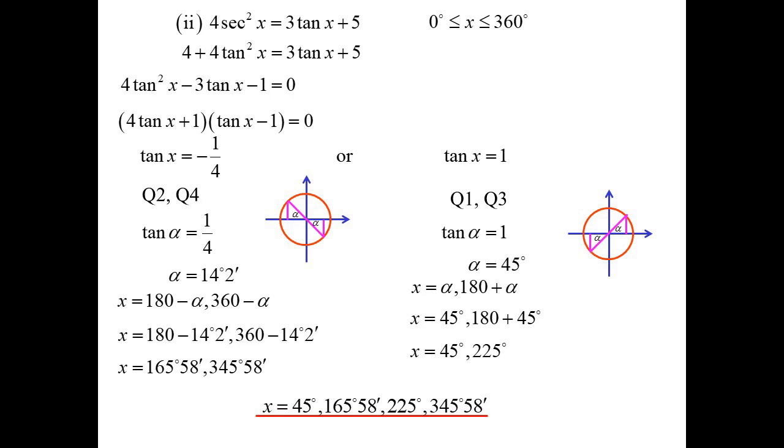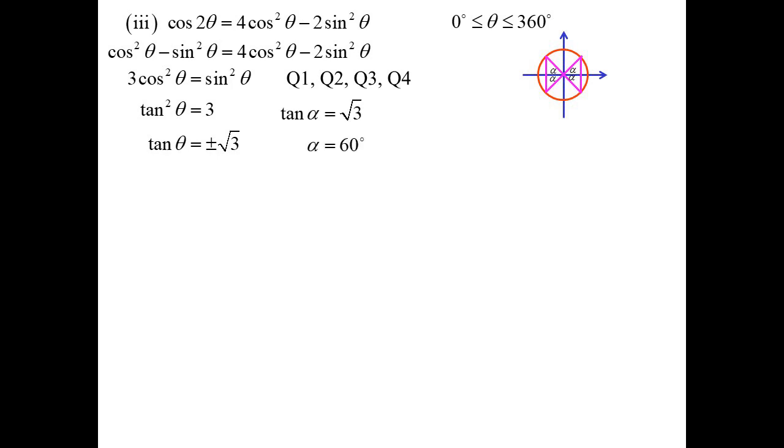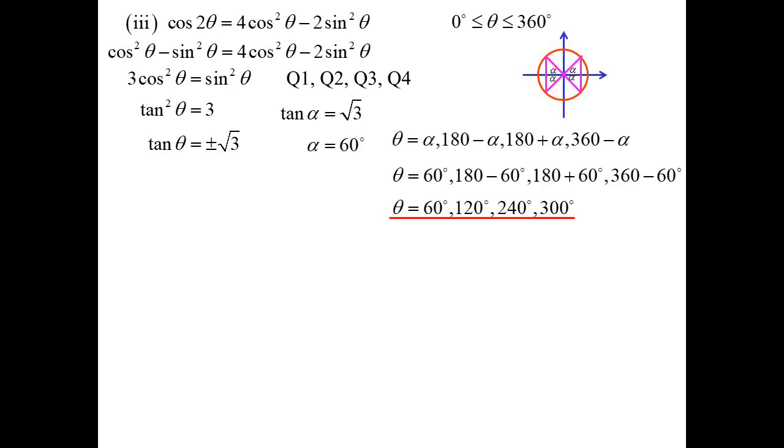So 45, 165.58, 225, 345.58. Cos 2 theta. Got lots of choices here. What to do? Will I make them all coses or sines? Or maybe I'll just change the cos 2 theta. Yeah. Change the cos 2 theta to cos squared minus sine squared. I can now rewrite this to make it tan squared is 3. So tan is plus or minus root 3, a nice exact value. I'm in all 4 quadrants. Acute angle 60 degrees. We have our 4 answers.